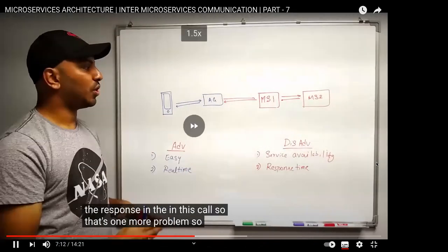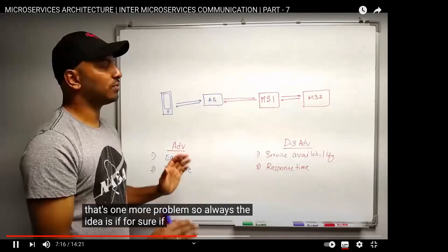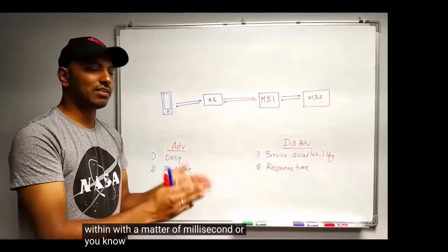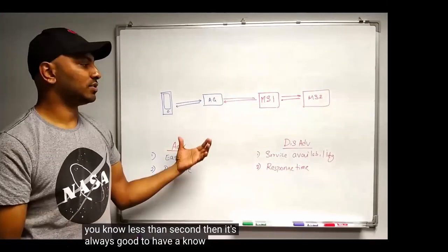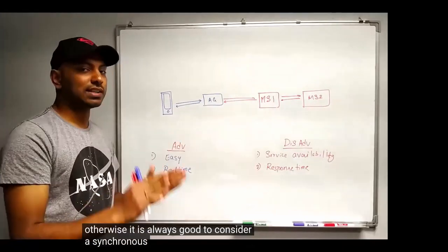So always the idea is, if you know the dependent services are always highly available, and they always return the response immediately, within milliseconds or less than a second, then it's good to have a synchronous communication between microservices. Otherwise, it is always good to consider an asynchronous way of intercommunication between microservices.